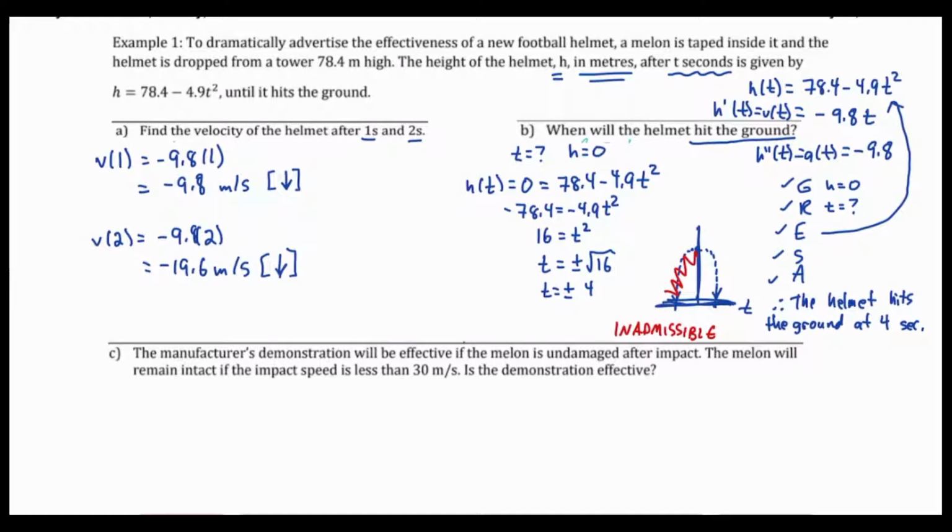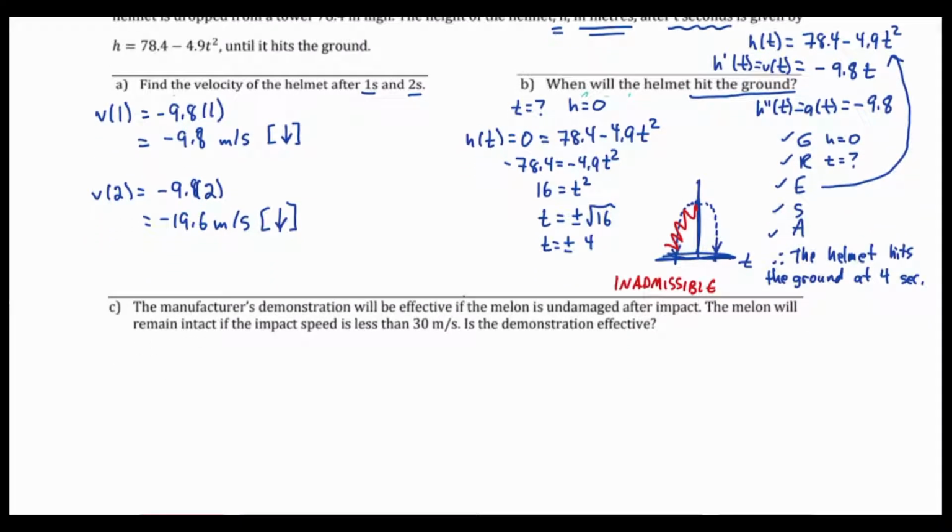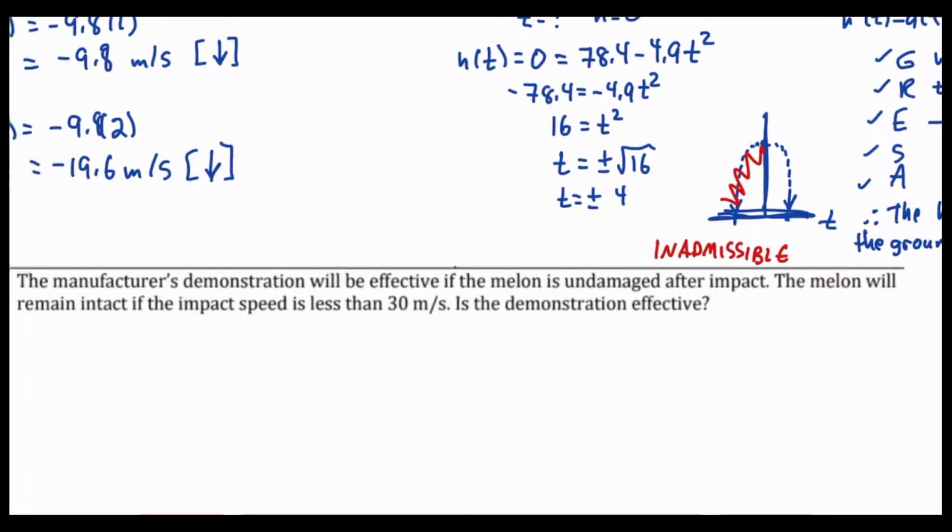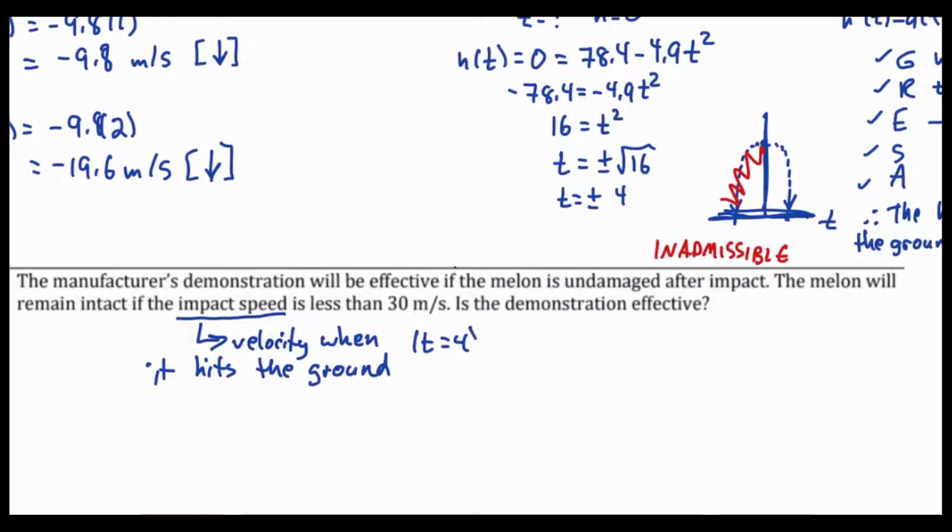All right, question C. The manufacturer's demonstration will be effective if the melon is undamaged after impact. The melon will remain intact if the impact speed is less than 30 meters per second. Is the demonstration effective? So once again, let's try to interpret and understand what the question is actually asking us to find. So impact speed is going to be the speed or velocity when it hits the ground. And from our previous calculation, we've already figured out when that is, at t equals 4 seconds.